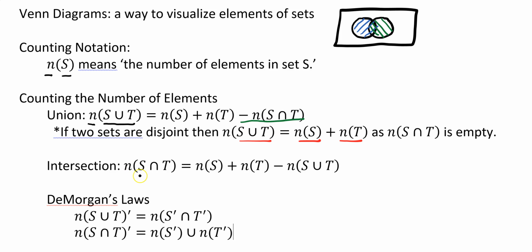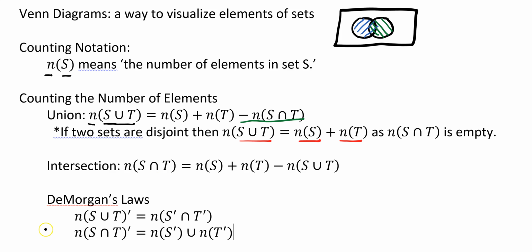Intersection. The number in S intersection T is equal to the number in S plus the number in T minus the number in the union of S and T. This is really an adaptation of the first formula. Some textbooks don't give this second formula because it's simply an adaptation of the first one, and you can always find the intersection by using that first formula. But I find myself and other students usually liking this second formula quite a bit.